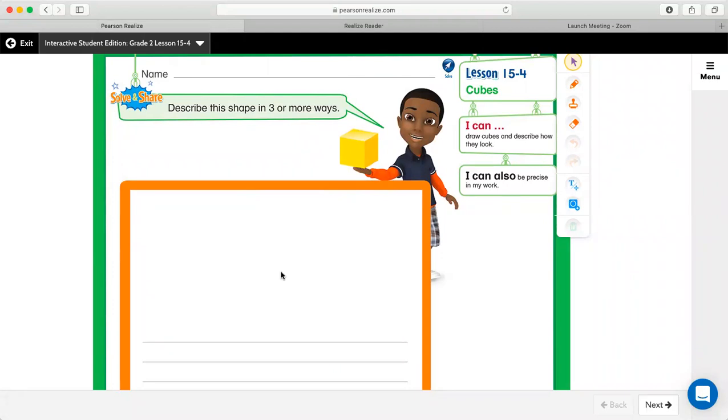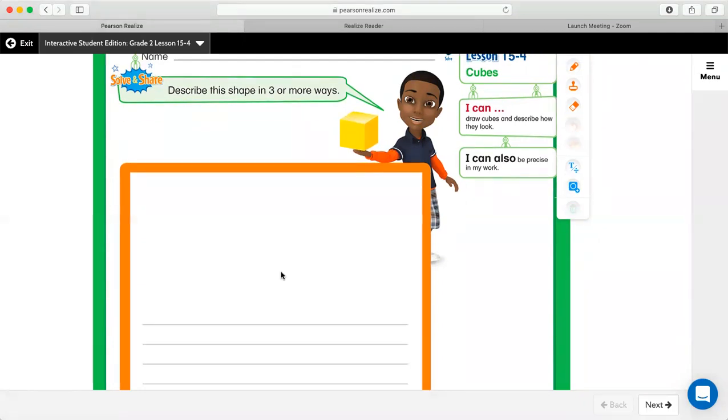Today we are going to be continuing in topic 15, which is all about shapes. And today we are going to begin with our first three-dimensional shape, which is the cube. So first we have our solve and share problem.